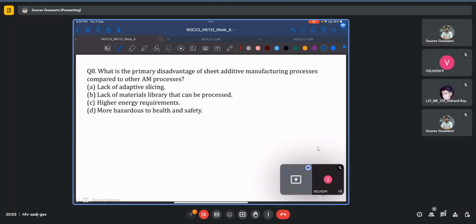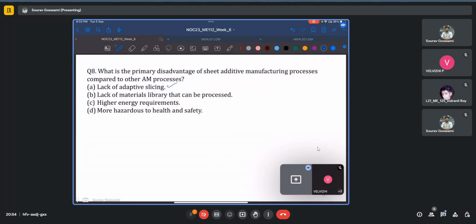The lack of adaptive slicing. Yes, this is one aspect we have constantly been covering. That even though there may exist one or two processes which can actually use this adaptive layer thickness, for most of the processes or for the typical sheet-based AM process, the slicing height is fixed in each layer, and thus adaptive slicing cannot really be exploited. So this is definitely a disadvantage.